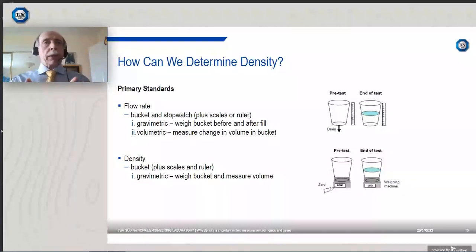Density, same principle. You can use a bucket, scales and a ruler for a gravimetric method, and that's the most fundamental method because that's the one that's closest to the SI definition of density, mass per unit volume. So we need to know the mass of the fluid and the volume that we have filled with that fluid.